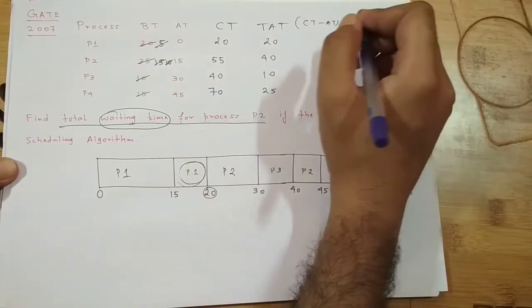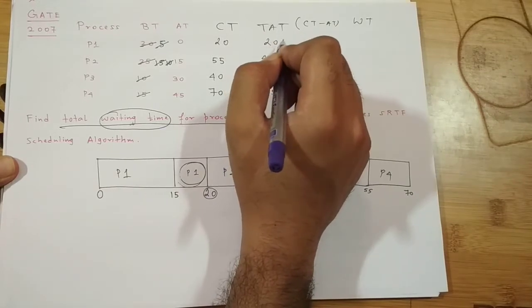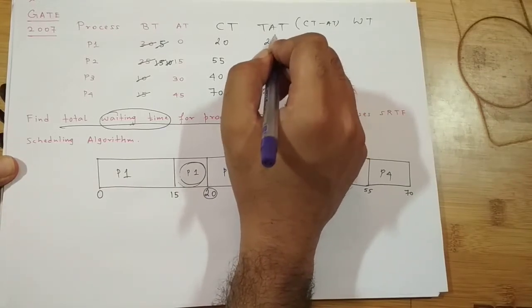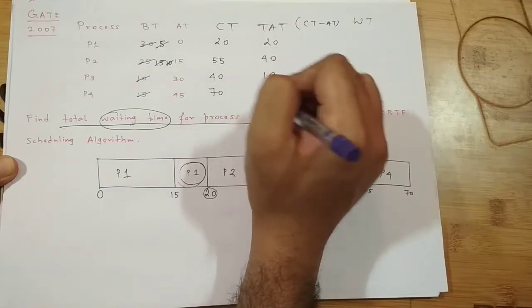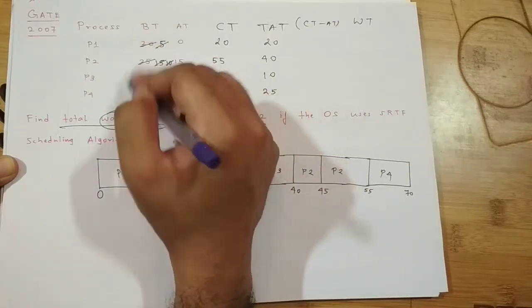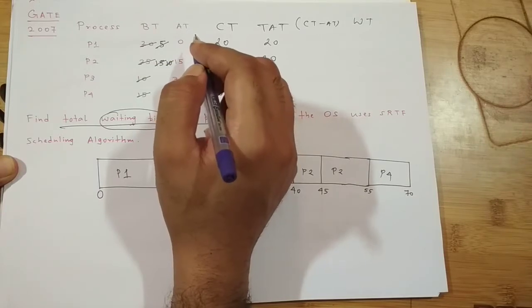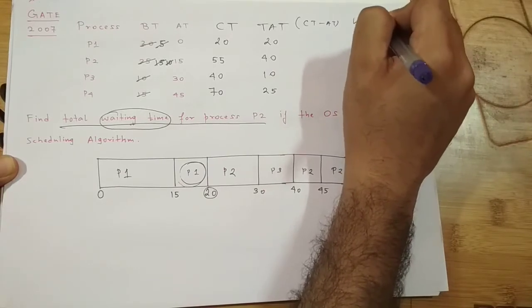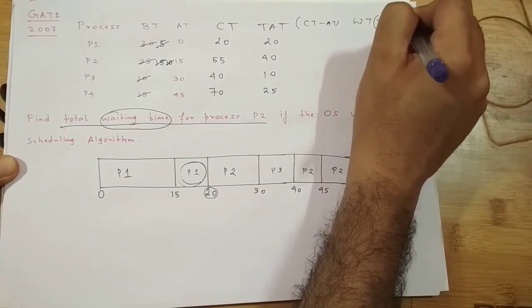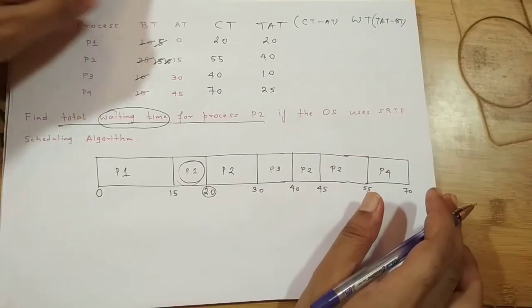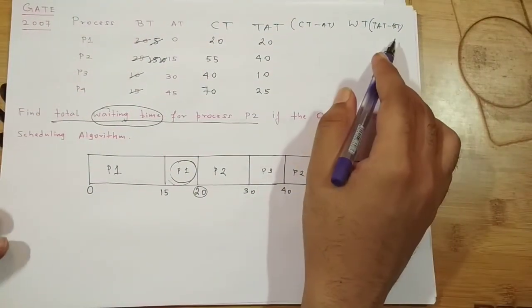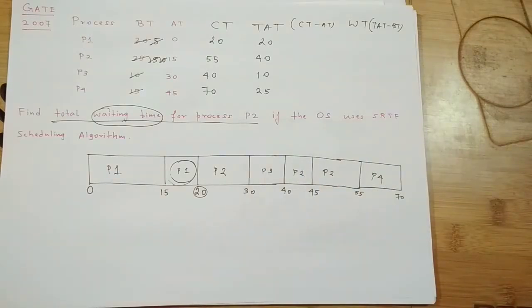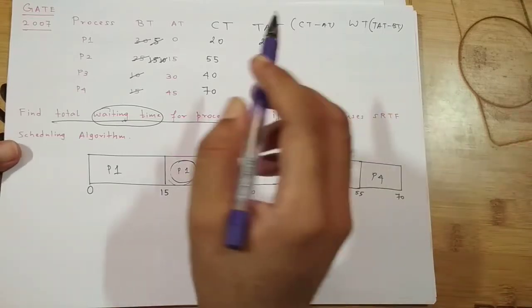So waiting time will come to be turnaround time minus the burst time, right? Because turnaround time is the total time spent and burst time is the time spent on the CPU. The remaining time that we have with us is the waiting time. So waiting time, remember, is nothing but turnaround time minus burst time. You can either remember this formula, or as I explained to you, you can keep those explanations in mind, and the formula will come to you intuitively. So it's turnaround time minus burst time.